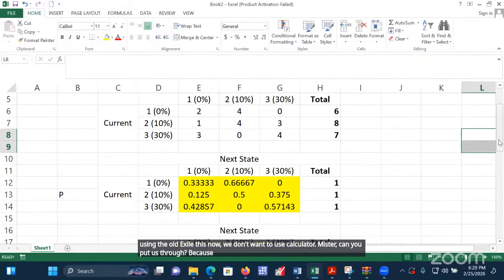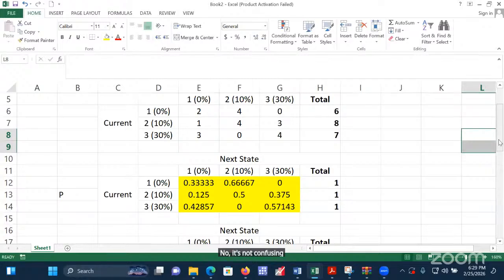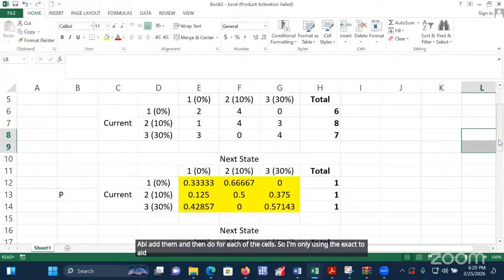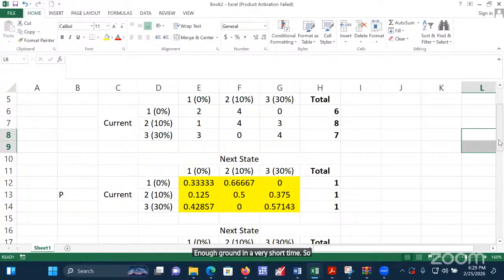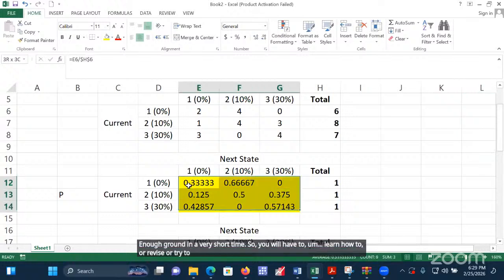No, it's not confusing. You have done matrices before. At 411, I'm not teaching you matrix multiplication. So I'm only using this to hasten my teaching. So you know that you will use your rows to multiply your columns, add them, and then do that for each of the cells. I'm only using Excel to aid my teaching so that I can cover enough ground in a very short time. So you will have to learn how to, or revise, or try to recollect how you multiply.